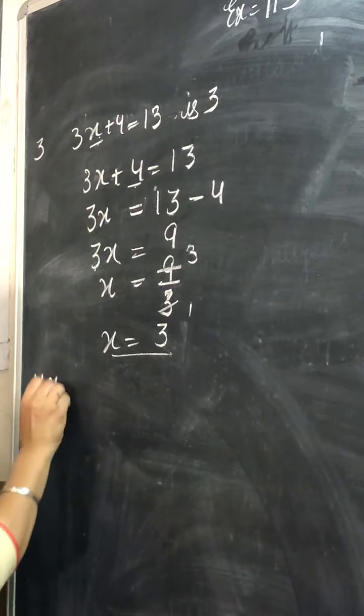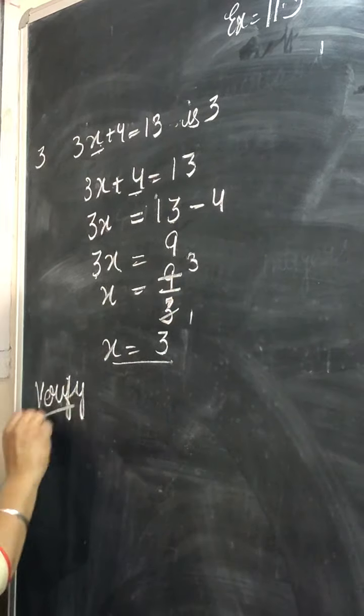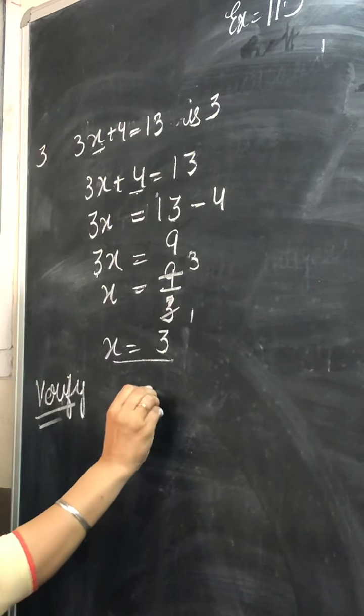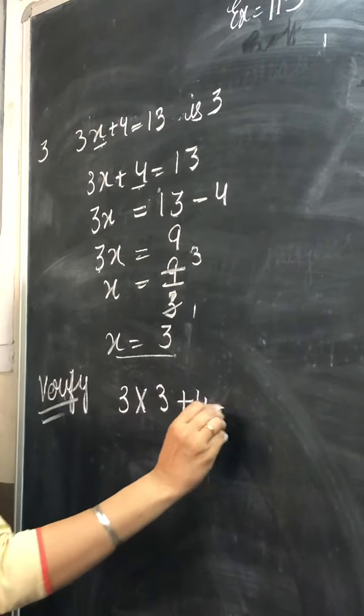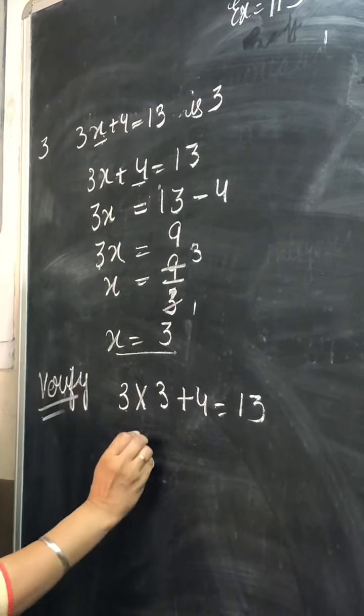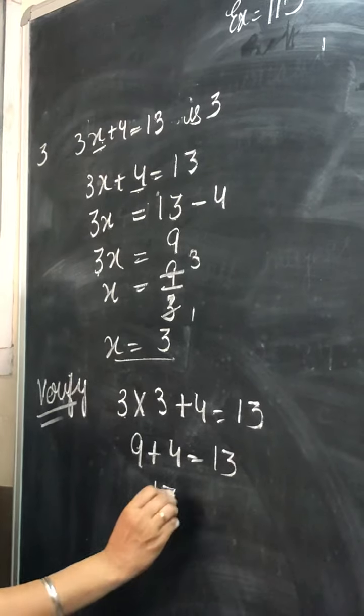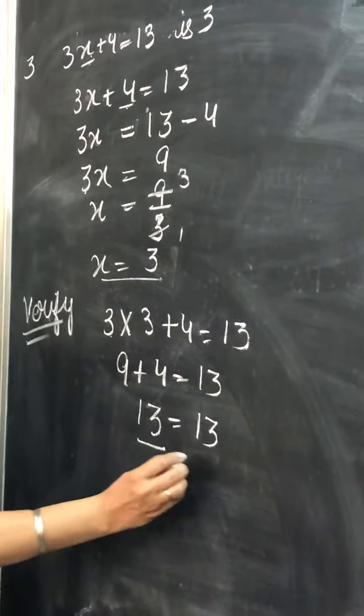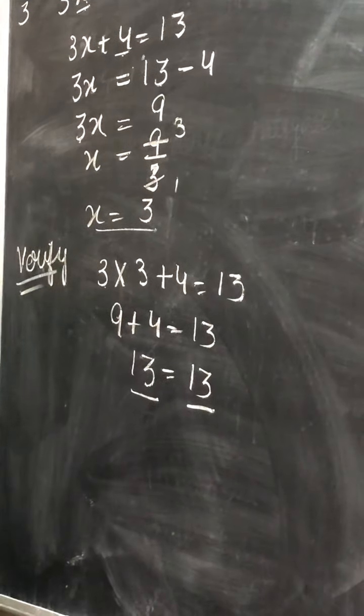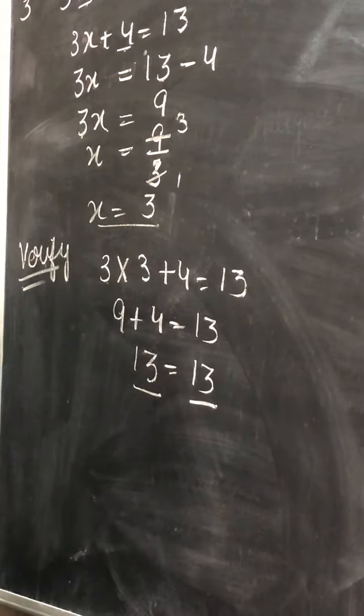And now we will put this value of 3 into the statement. This process is called the verify process. 3 multiplied by 3 plus 4 is equal to 13. 3 3s are 9. 9 plus 4 is 13. Now student, as you can see, left hand side is equal to right hand side. It means our sum is right.